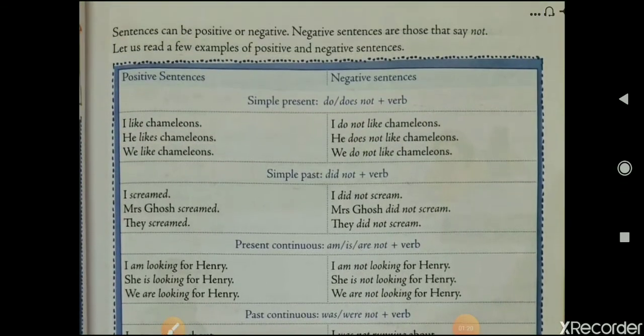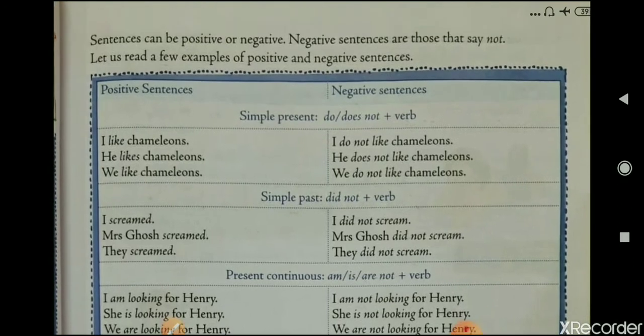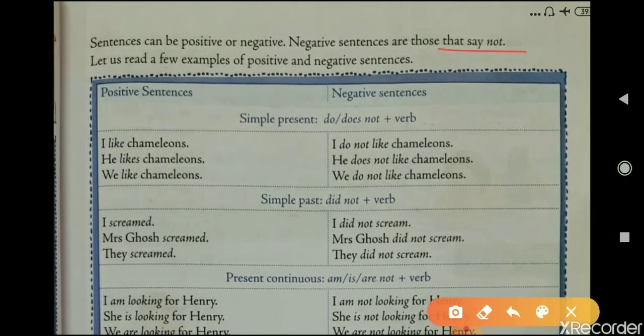Sentences can be positive or negative. Negative sentences are those that say not. So these are some examples of positive sentences and also of negative sentences.